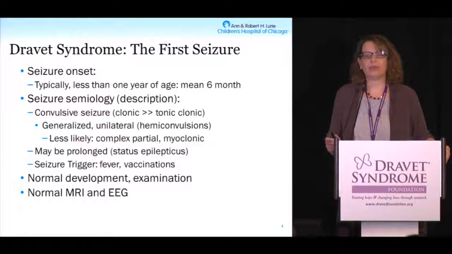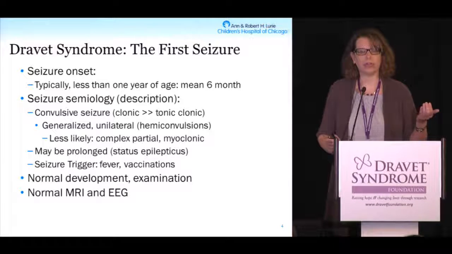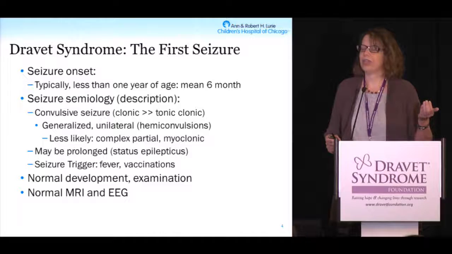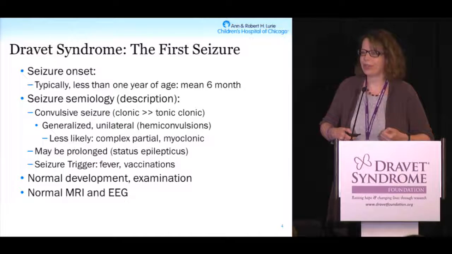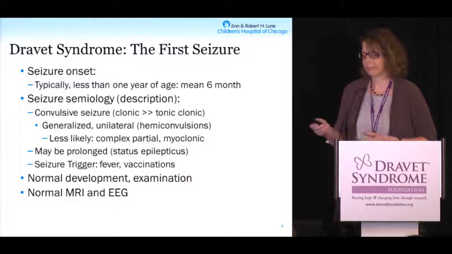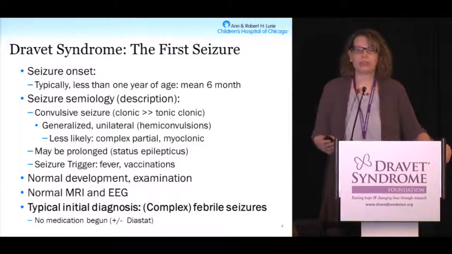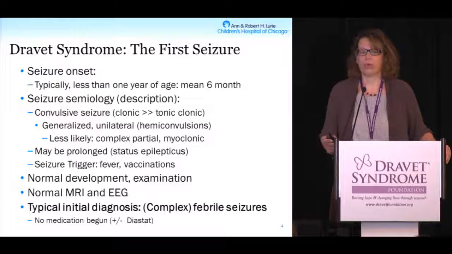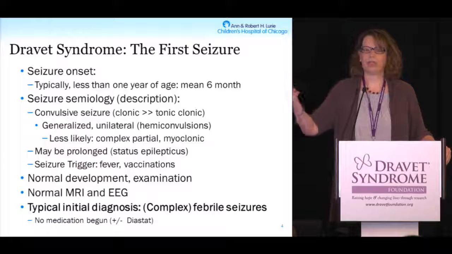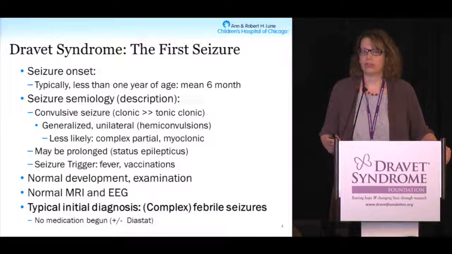And at this time, they have a normal MRI scan, or at least nothing significant that would account for a seizure, and they'll have a normal EEG. Again, assuming that the EEG wasn't right after an episode of status, in which case it might have some slowing. And the typical initial diagnosis is a febrile seizure, or if it was prolonged or one-sided, a complex febrile seizure. And I'm sure many of the families in the audience are aware of this. At this time, usually no medications are begun, although you may or may not have been prescribed some Diastat.